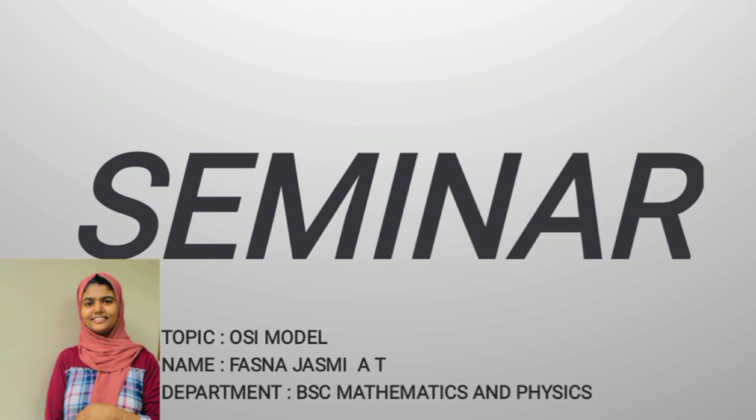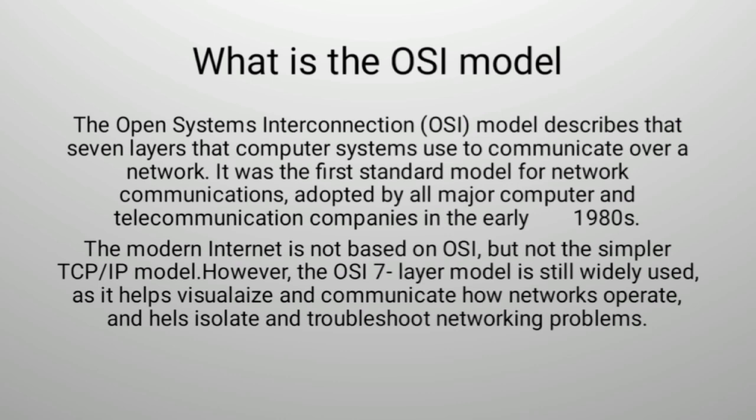Topic: OSI model. What is the OSI model? The Open Systems Interconnection model describes the seven layers that computer systems use to communicate over a network. It was the first standard model for network communication, adopted by all major computer and telecommunication companies in the early 1980s. The modern internet is not based on OSI, but on the similar TCP/IP model.